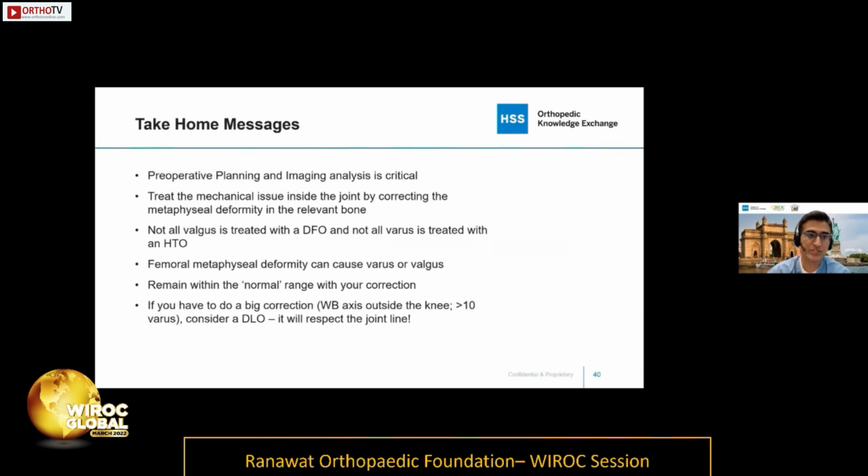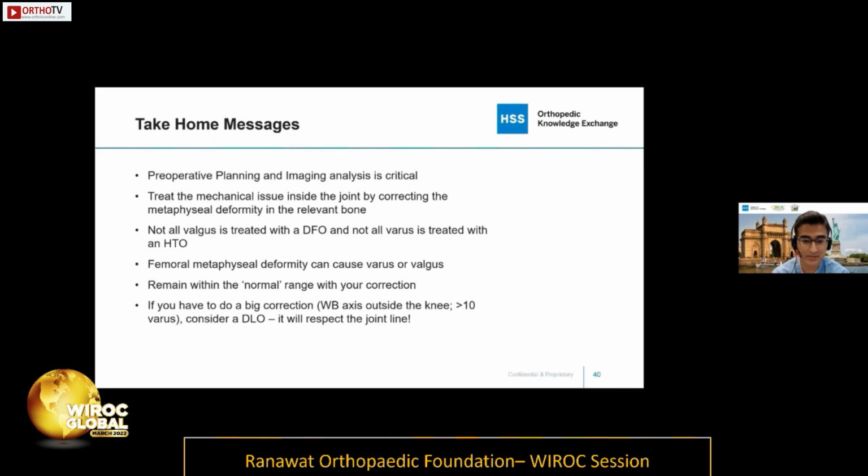So the take-home messages: preoperative planning and imaging analysis is critical. Treat the mechanical issue inside the joint by correcting the metaphyseal deformity in the bone that's affected. Not all valgus is treated with a DFO, and not all varus is treated with an HDO. Said differently, femoral metaphyseal deformity can cause varus or valgus. Remain within the normal range of your correction.